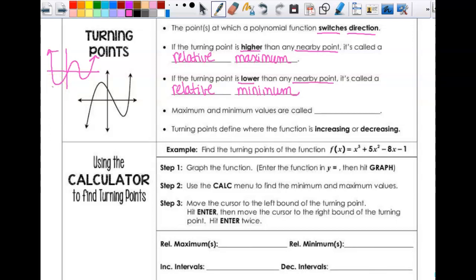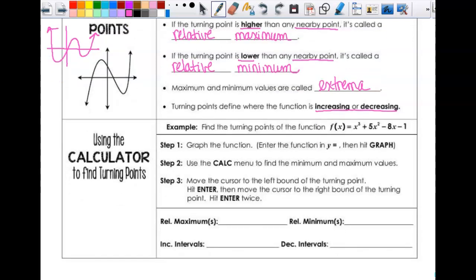Okay, maximum and minimum values. They're part of critical points. Do you remember what they're called? It was a weird plural word. Starts with an E. Maximums and minimums are extremes, so they are extrema. And turning points define where a function is increasing or decreasing. So we talked about that when we talked about increasing or decreasing. And we've talked about relative maximums and minimums. I just wanted to remind you that an absolute was also a relative.